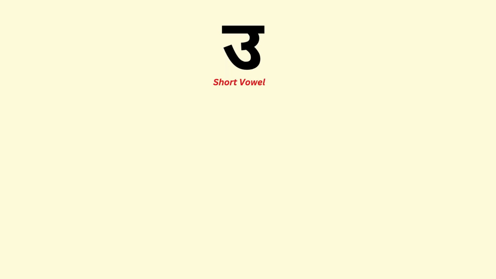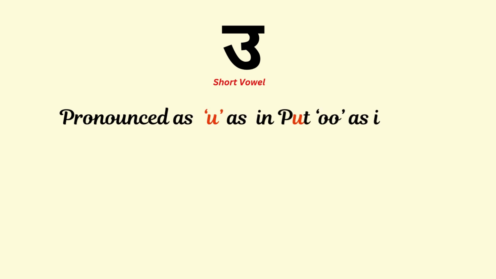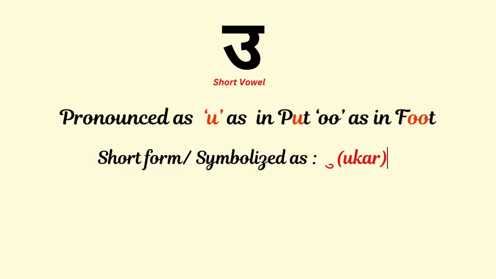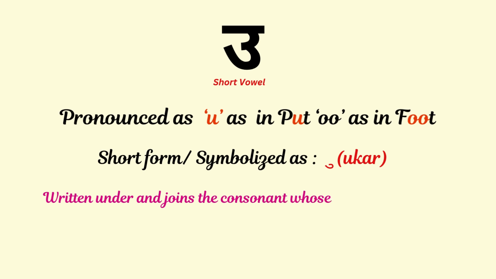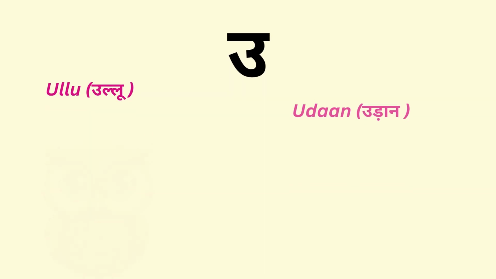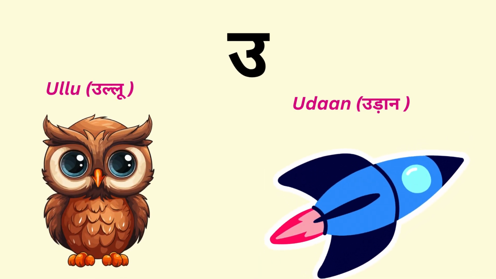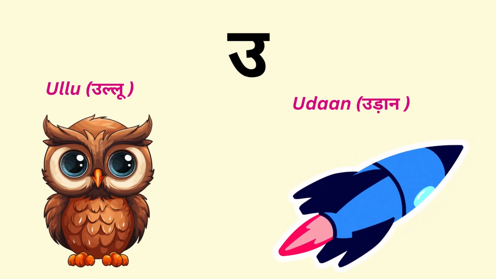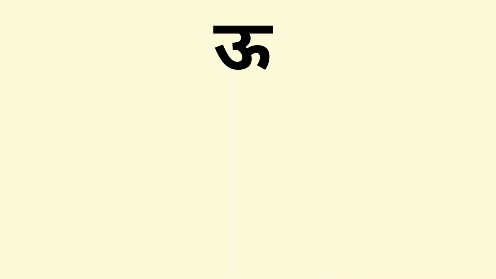Then we move on to the swar U. U is pronounced as the letter U in the word put or double O in the word foot. It's a short vowel and is represented by the symbol as you can see. And the matra is written below the consonant whose sound it affects. For example, ku and mu. Words starting with U are ullu, that's an owl, and udan, that's a verb for flying.